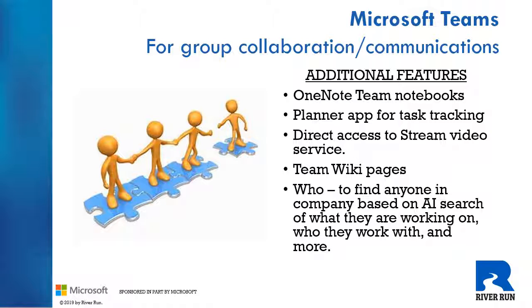Finally, there's a feature called Who, which uses Microsoft Delve, another feature of Office 365, to help you do an AI search to try to find people within larger companies who might have the information that you're searching for. Delve and Who uses artificial intelligence to monitor what people are working on, so that if you have a question and have a keyword that you want to search on, it may be able to find who in a larger company is your expert.